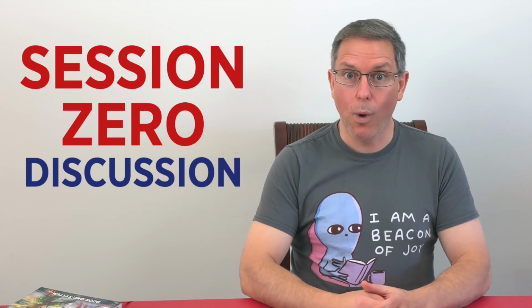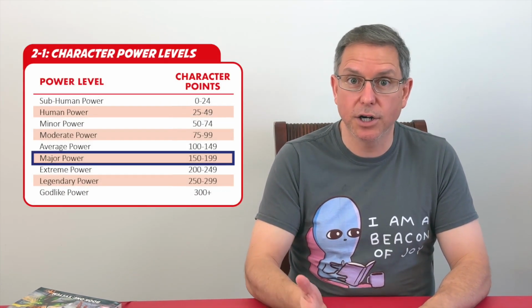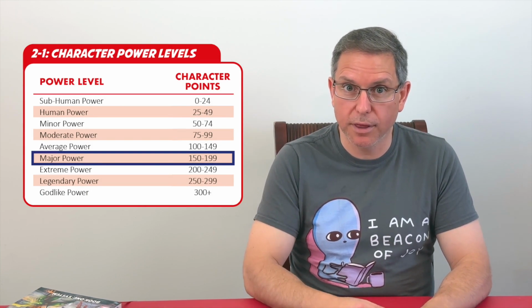So the first thing is during session 0, when you sit down with everyone else in the gaming group and with the game master, you are going to determine what the power level of your game is. And that is something you always do during session 0. So you'll know what kind of character you should be creating and how many points you're going to have to create them using the Absolute Power system. So let's assume in this game that the GM decides we're going to create major level characters, and that's 150 points is what we're going to work with.